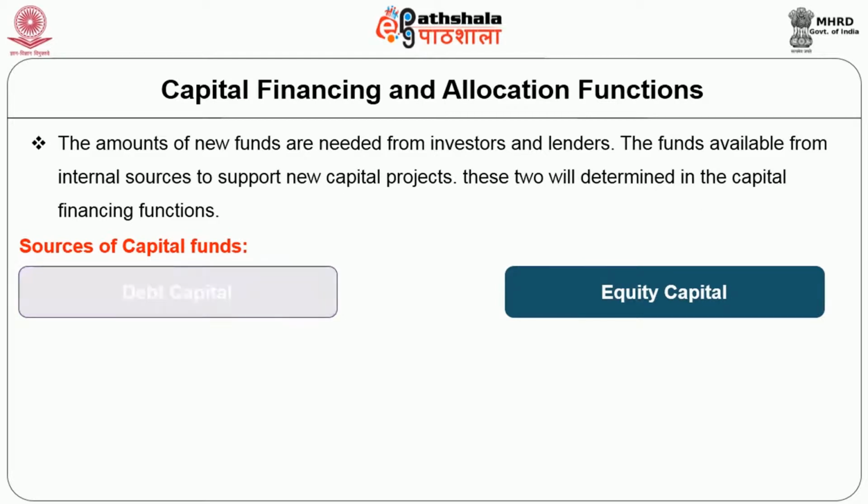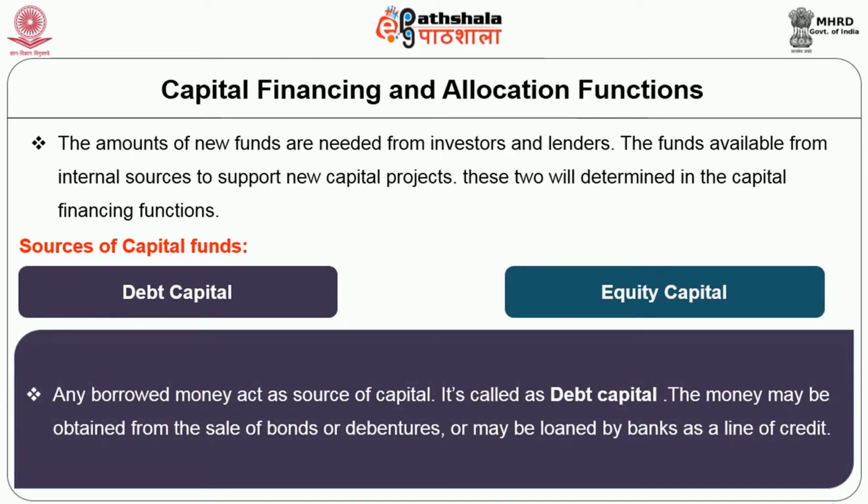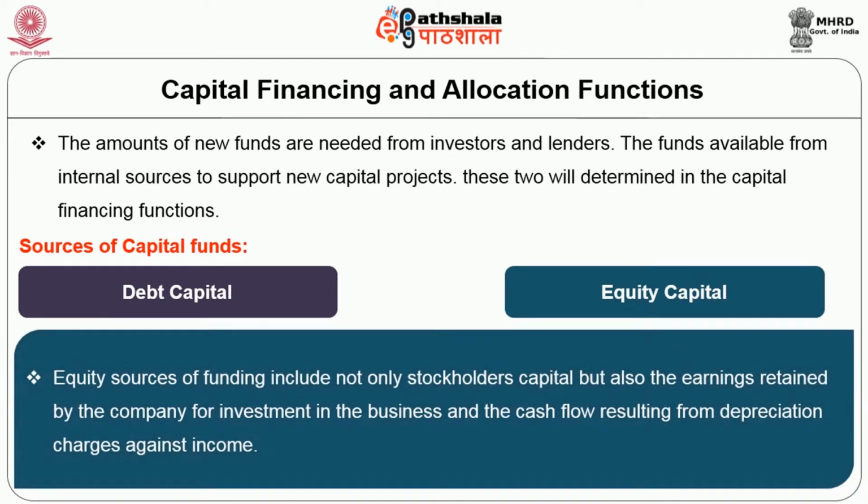Debt capital. Any borrowed money acts as a source of capital. It is called debt capital. The money may be obtained from the sales of bonds or debentures or may be loaned by banks as a line of credit. Equity capital. Equity sources of funding include not only stockholders' capital but also the earnings retained by the company for investment in the business and the cash flow resulting from depreciation charges against income.